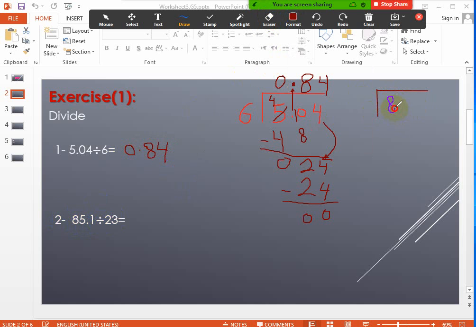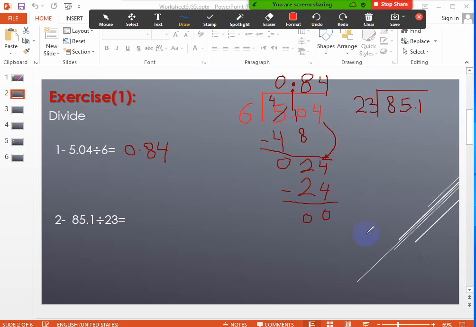Now I want to divide 85.1 by 23. I will write the dividend in here, 85.1, and the divisor will be right here next to the number. Then I will start my division.